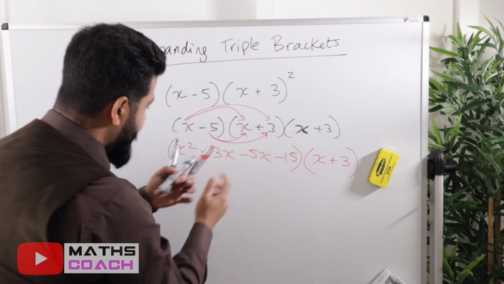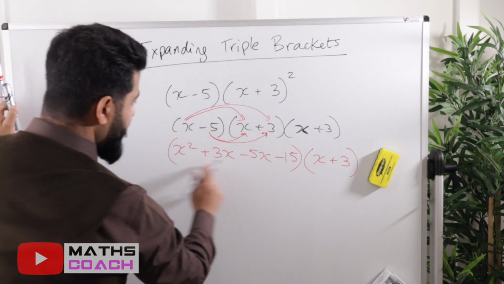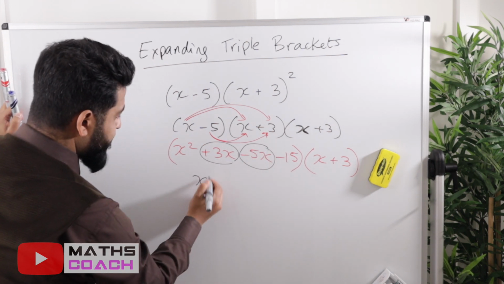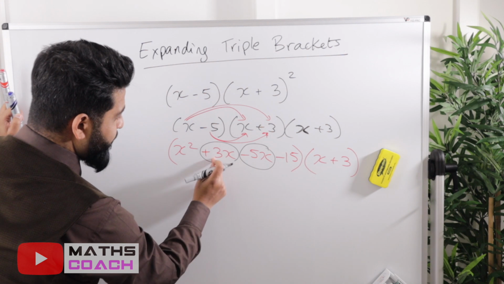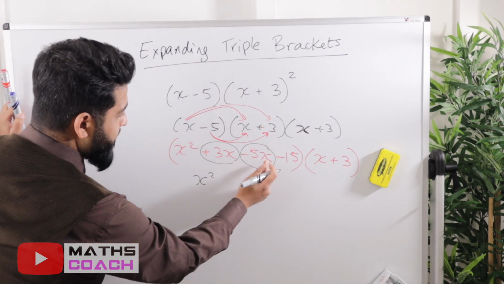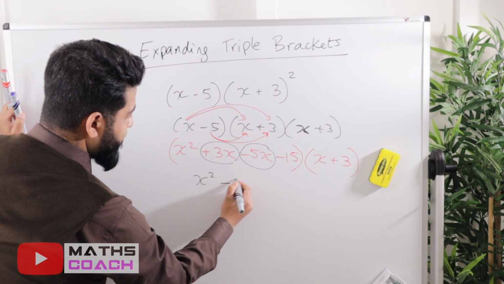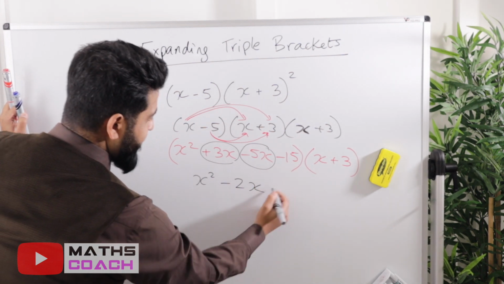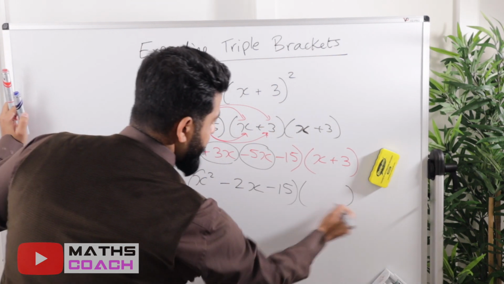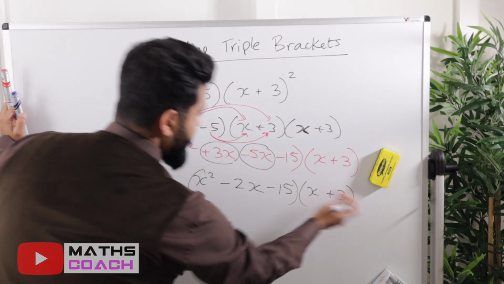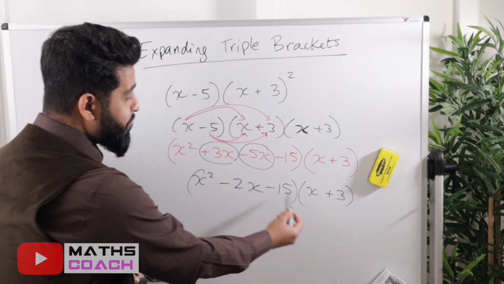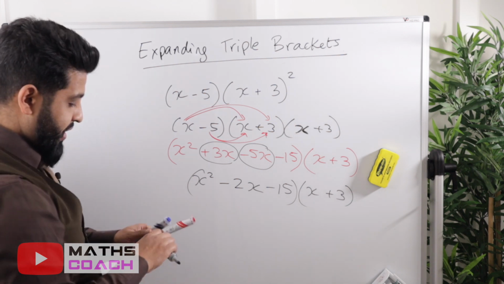Now we're going to collect the like terms in this bracket. We're going to simplify what we have here. So the simplifying of that is to collect these two terms. So we get x squared, and then we add these together. So 3x minus 5x is minus 2x. And then the minus 15 follows that. And we just copy that bracket down. Now we are going to expand everything inside this bracket with those in the second bracket.